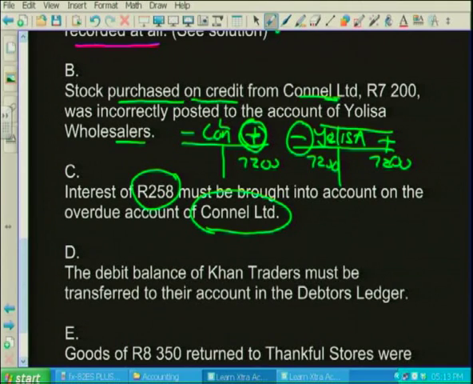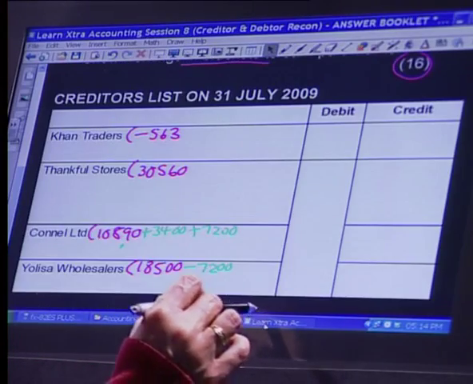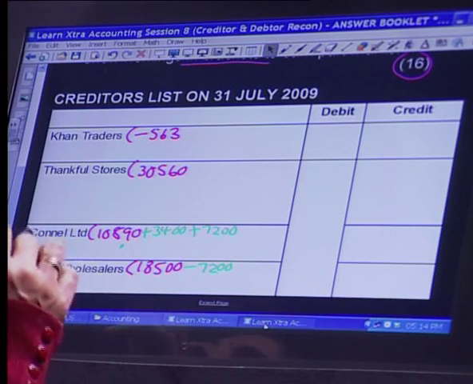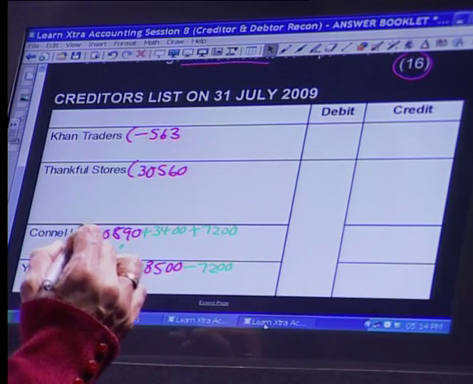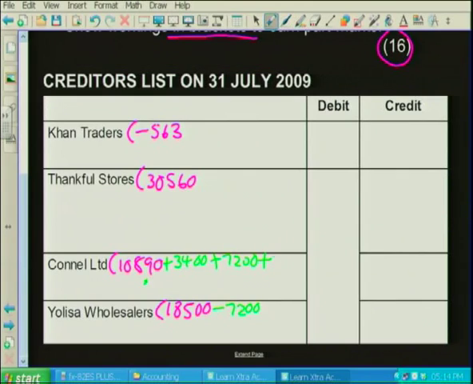So remember, guys, this still needs to be brought into account, which means it's going to affect your control account together with your list. So let's go to the list first, and then we look at the control account. So in your answer sheet, let's go to that list. There we go. Cornell Limited charged us interest of 258 Rand. So we're now going to owe them a further 258. And let's now go to your control account.